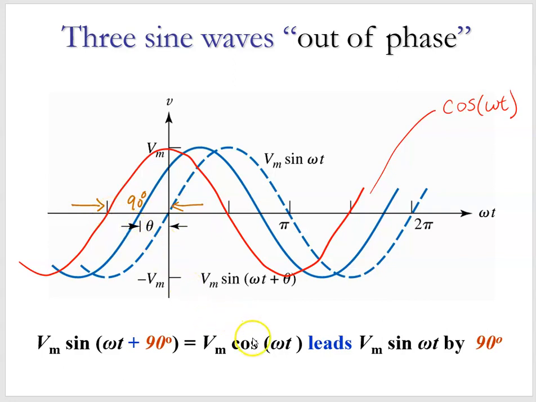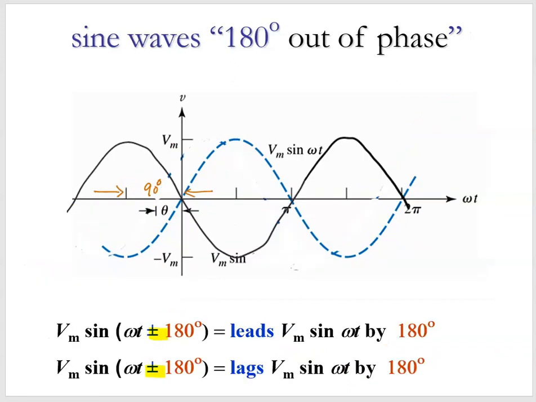So remember that cosine leads sine. C occurs before S in the alphabet, so cosine leads sine. That's one way to help remember it. Sine waves can also be 180 degrees out of phase, and that's like negating. So Vm sine omega t plus or minus 180 degrees leads Vm sine omega t by 180 degrees, but it also lags it by 180 degrees. Negating a sine function is a phase shift of 180 degrees.